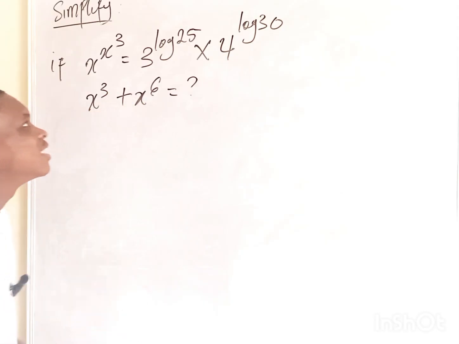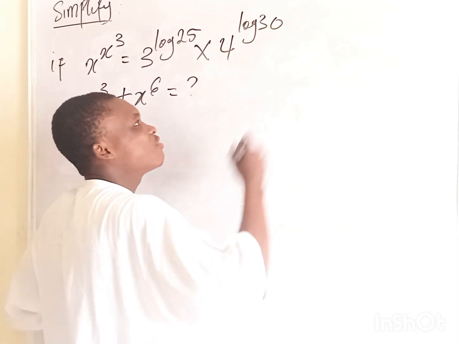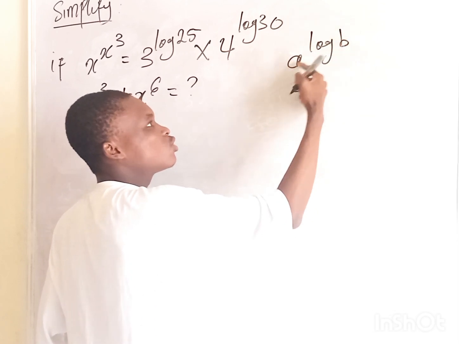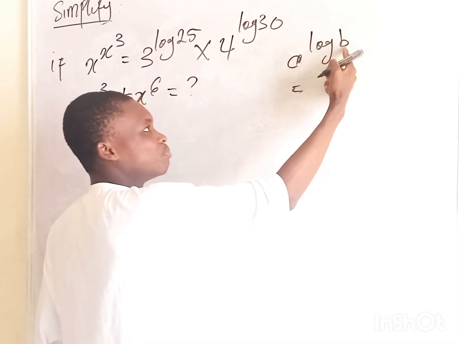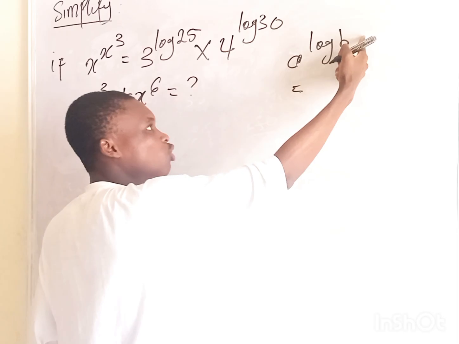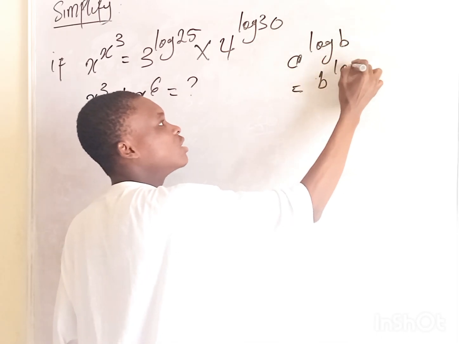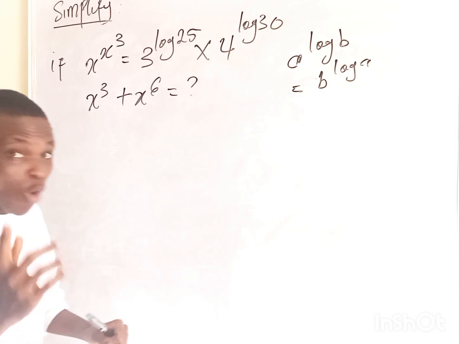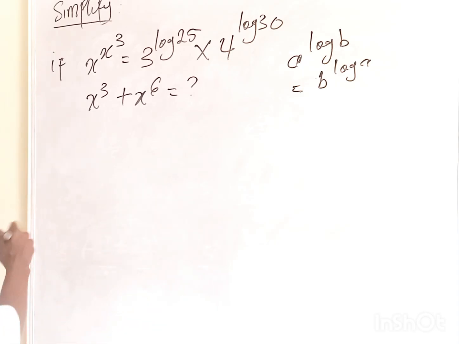Alright, first of all, this is what we are going to do. Remember this law that says if we have a to power log b, this equals these two, they can interchange. This b can come here and this a can go back here. So clearly this can be written as b to log a, right? It is a law. Take it down. All right, so from here, solution.